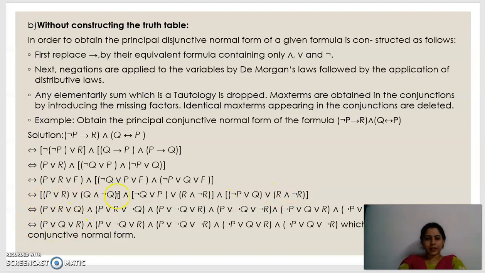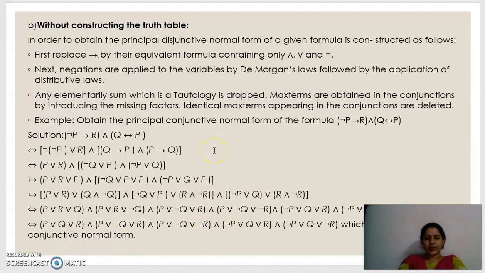Now simply apply the distributive law. If you apply the distributive law, then you will get this one. If any duplicate terms are there, remove them, then you will get 1, 2, 3, 4, 5 max terms. All are max terms connected by conjunction. So this is the required principal conjunction normal form.